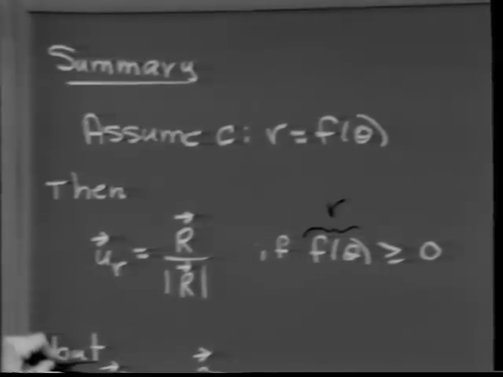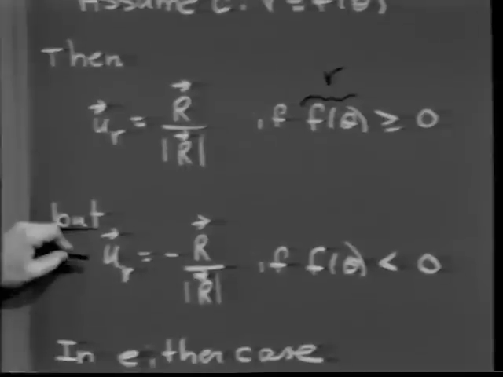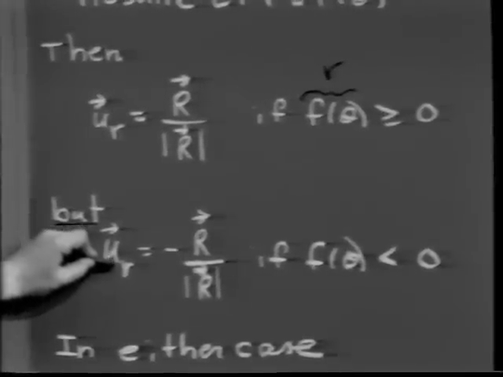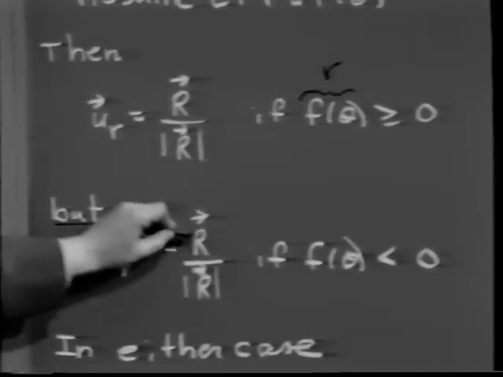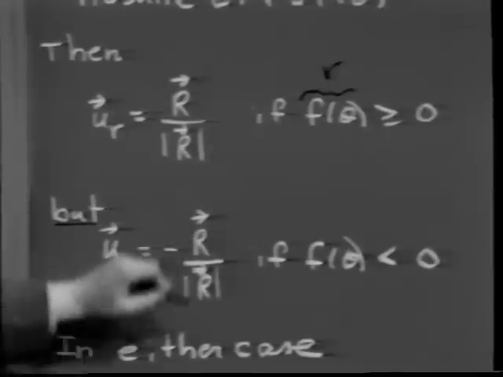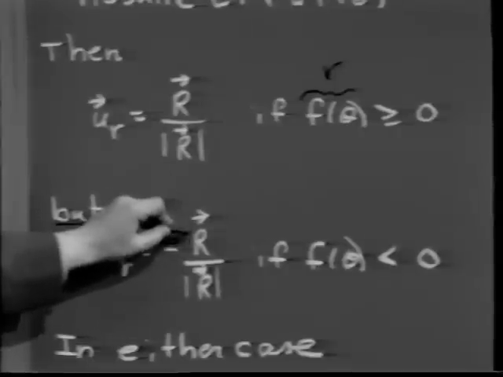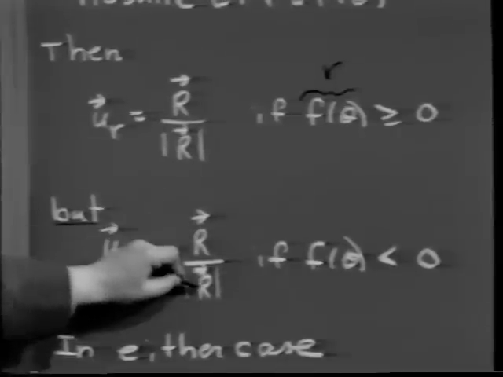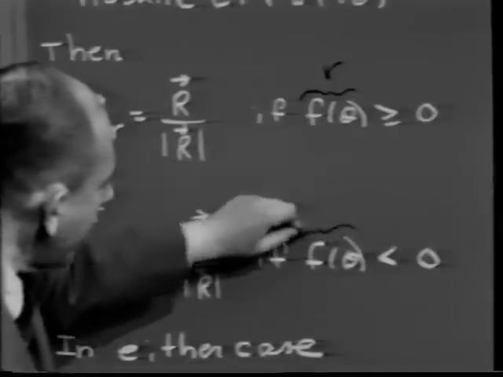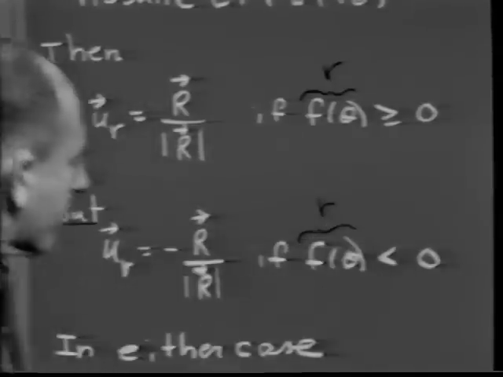The careful part comes in where? If r happens to be negative, in which case u sub r has the opposite sense of the radius vector capital R, which we saw in the previous example. In other words, in this case, u sub r is minus the radius vector divided by its magnitude. In what case is that? If r happens to be negative.